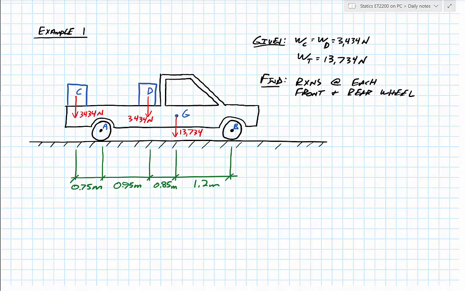What we're going to find is the reaction at each front and rear wheel. Each meaning there are two wheels in the front and two wheels in the back, so we're going to have to figure that into this whole thing.